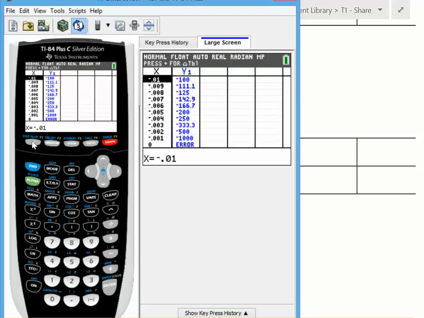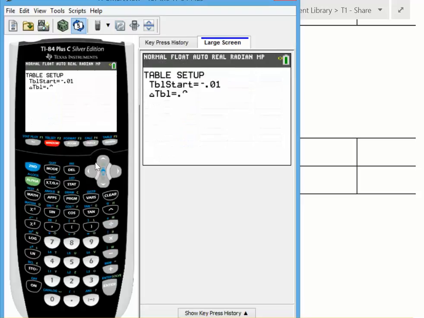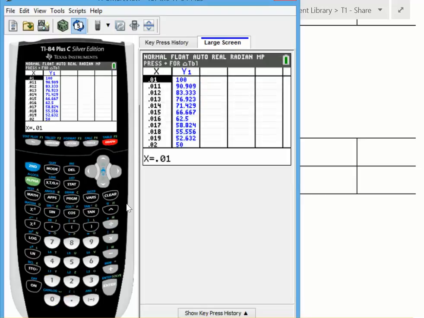Now, if we wanted to go the other direction, on the other side, what could we do instead? We could start at what? If we wanted to see the positive side, point what? 0.01. Let's just change it there and see what happens. It's going to start really big and then get smaller, right?